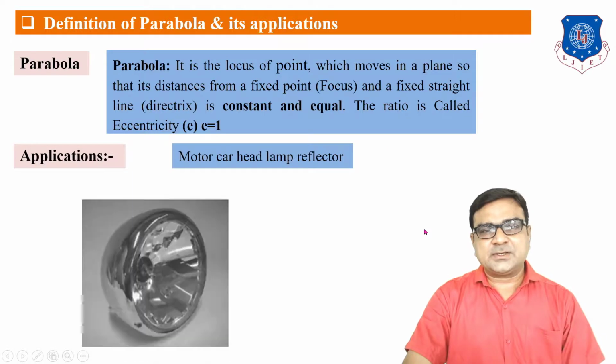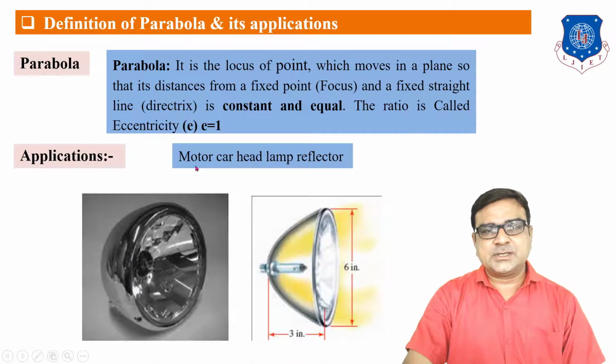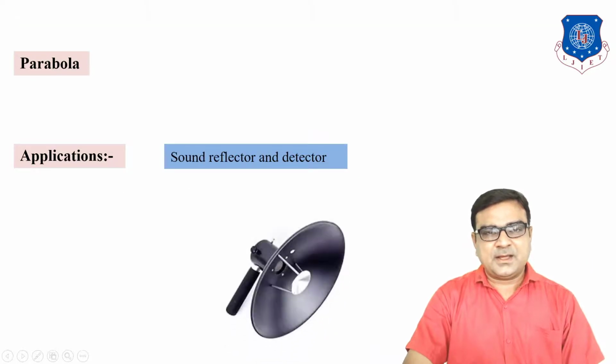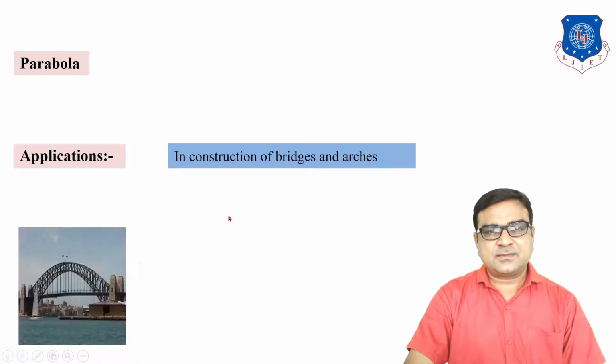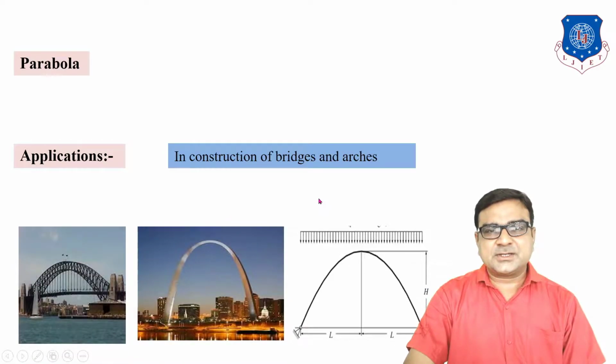So what is the application of parabola? It is used in the shape of a motor car headlamp reflector. You can see this shape is a parabola. Sound reflectors and detectors are also available in parabolic form. Again, construction of bridges and arches is also of the shape of a parabola.